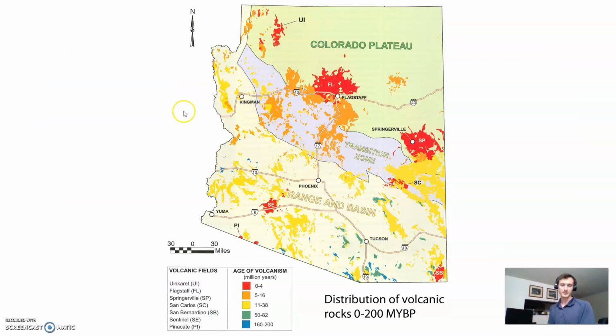This is Arizona. So we have the distribution of volcanics through about 200 million years. All the recent stuff is in Flagstaff. It's all going to be up here in the Flagstaff area. You can also see a little bit of our median age, 5 to 16 down here, surrounding it and getting a little bit older as we move away from Flagstaff. A little bit of new volcanic activity over here in Springville.